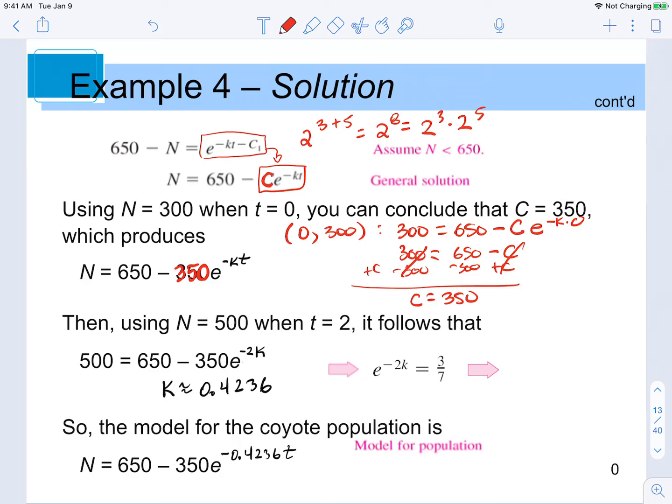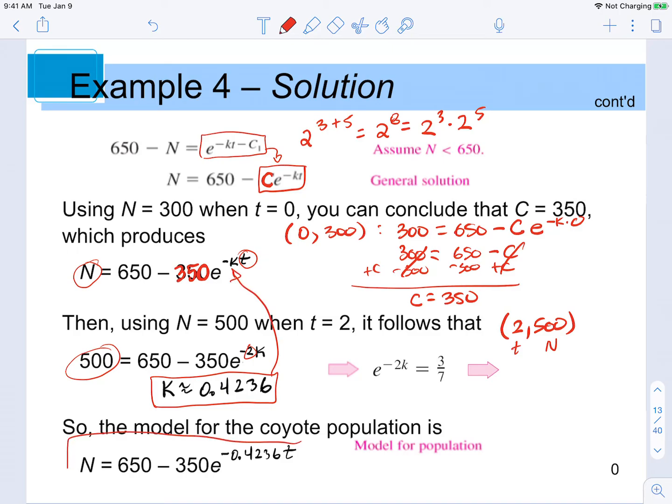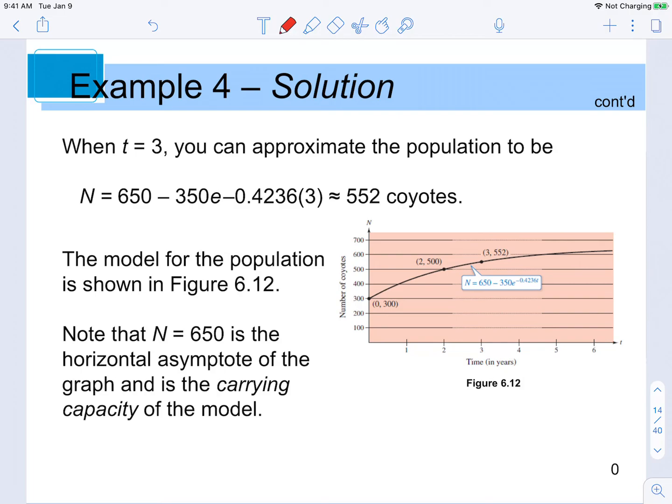Now we were given another point. We were given the point 2, 500. And so now we're going to take this 2 and this 500 and plug it into here and here. And that's what you see here and here. And then work that out, and you see that k is equal to this. And now we're going to take that and plug that into this model, and we have the actual model we were looking for. Now we can use that to plug 3 in.